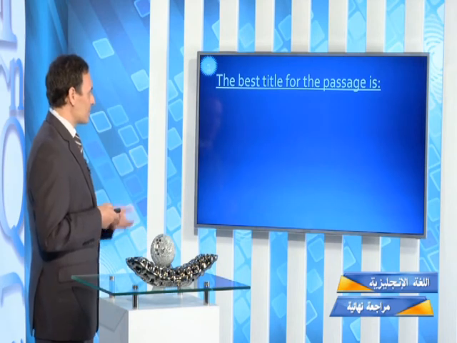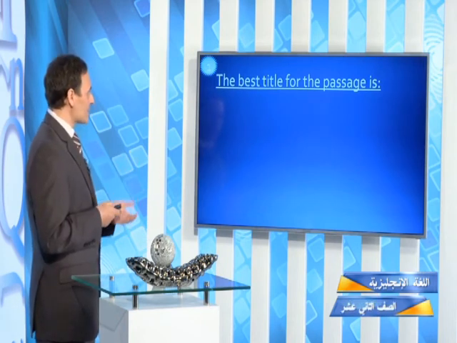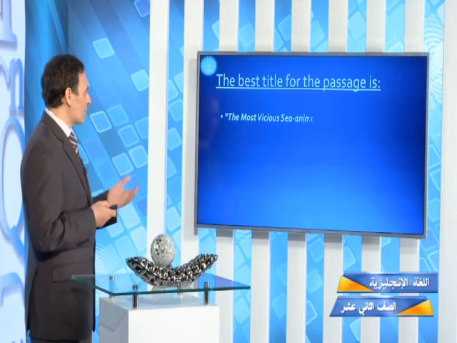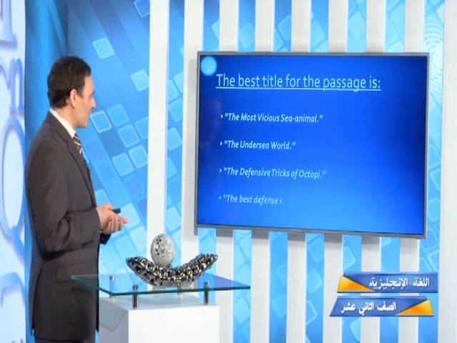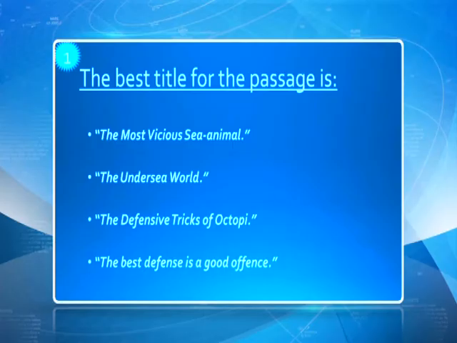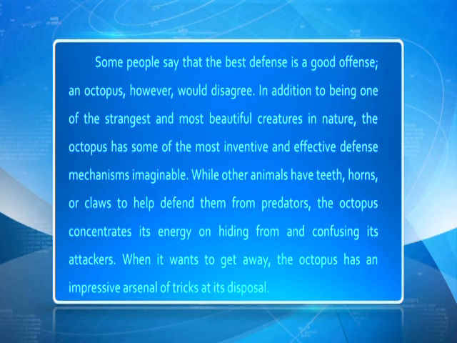So the first question reads, the best title for the passage is: The Most Vicious Sea Animal, The Undersea World, The Defensive Tricks of Octopi, The Best Defense is a Good Offense. Here is the text. Let's read it together.